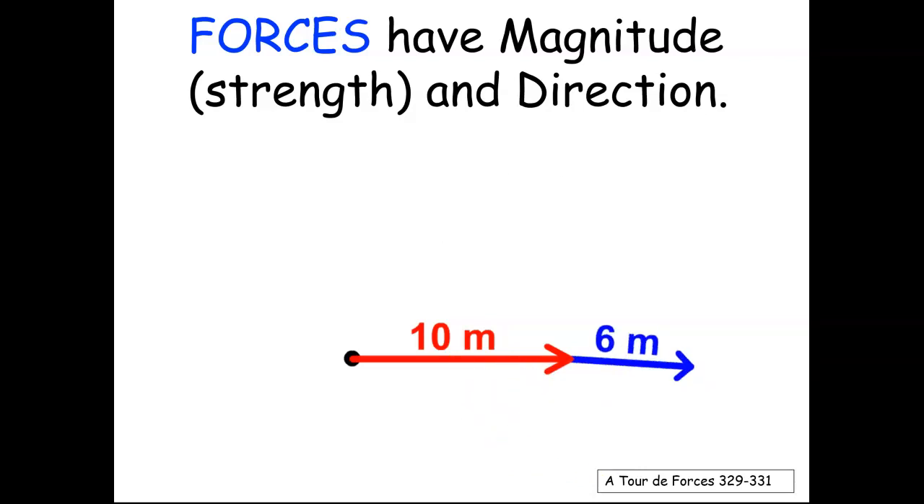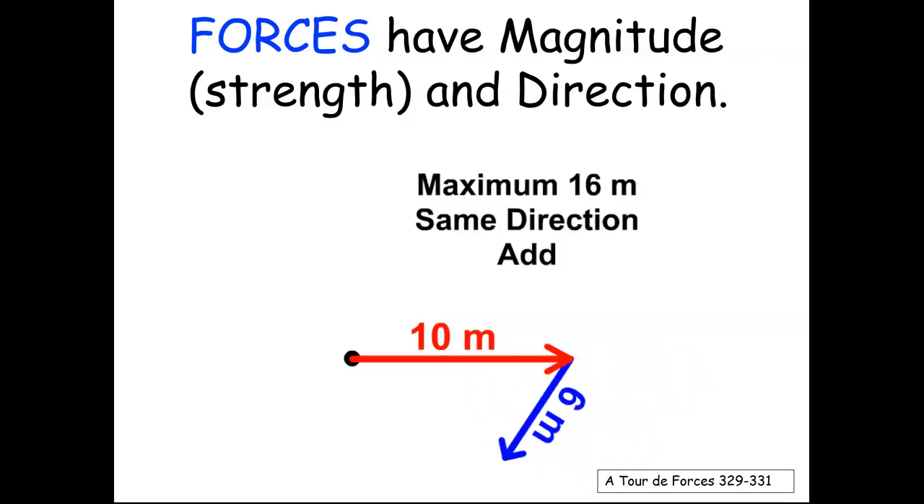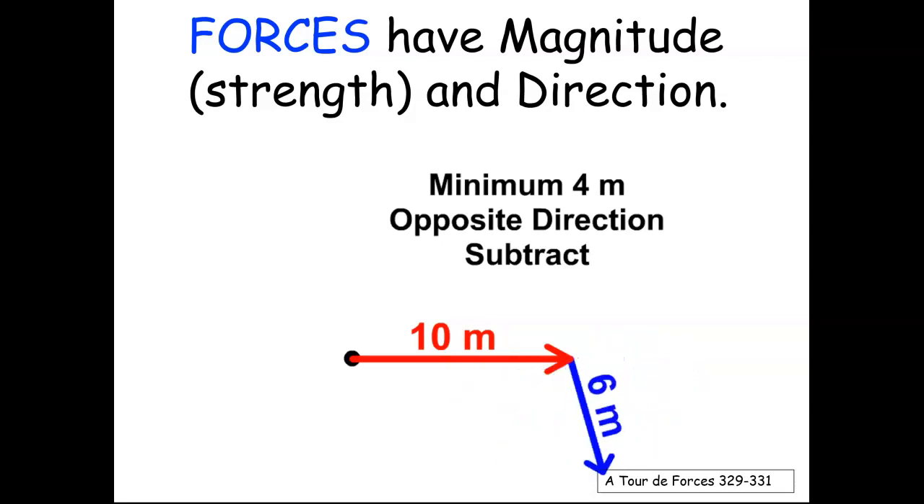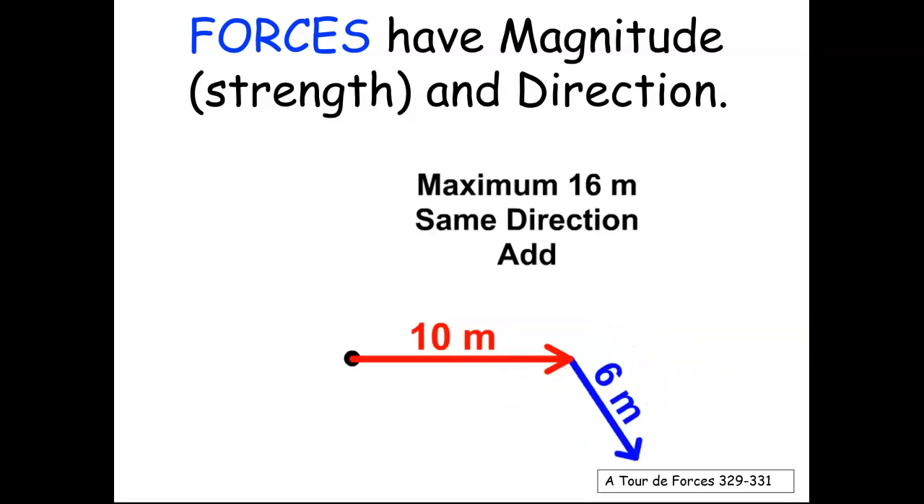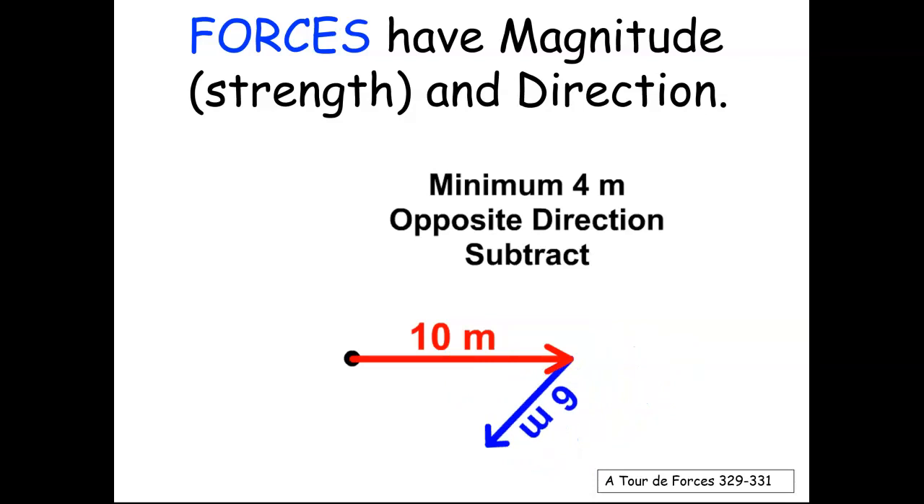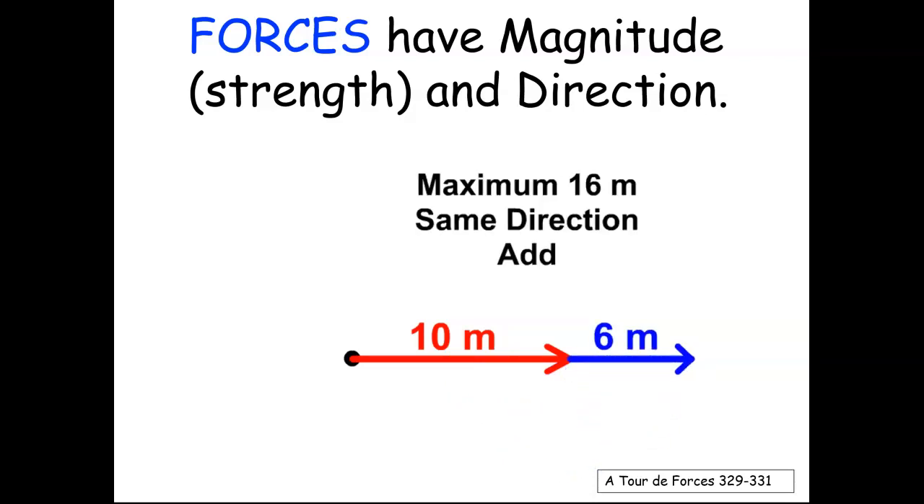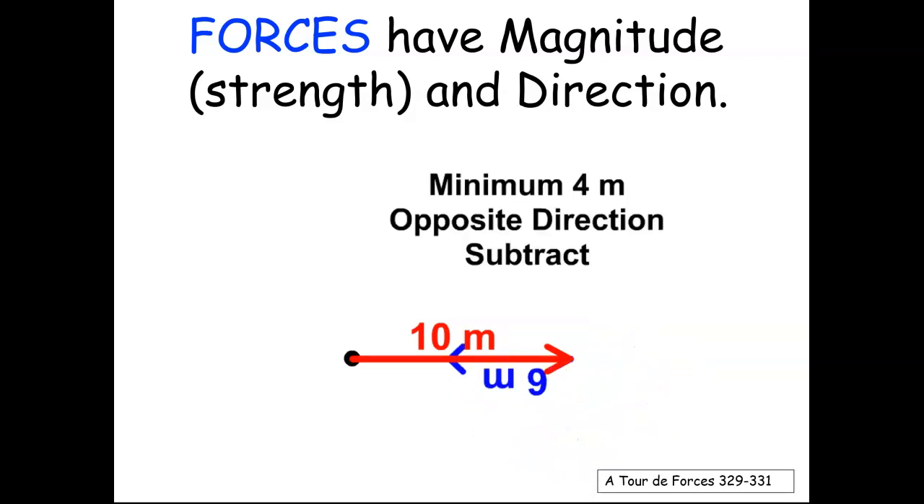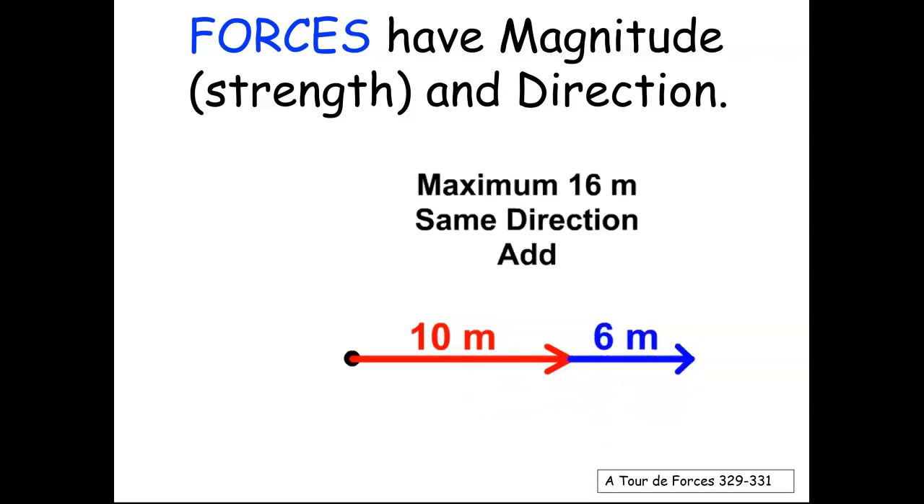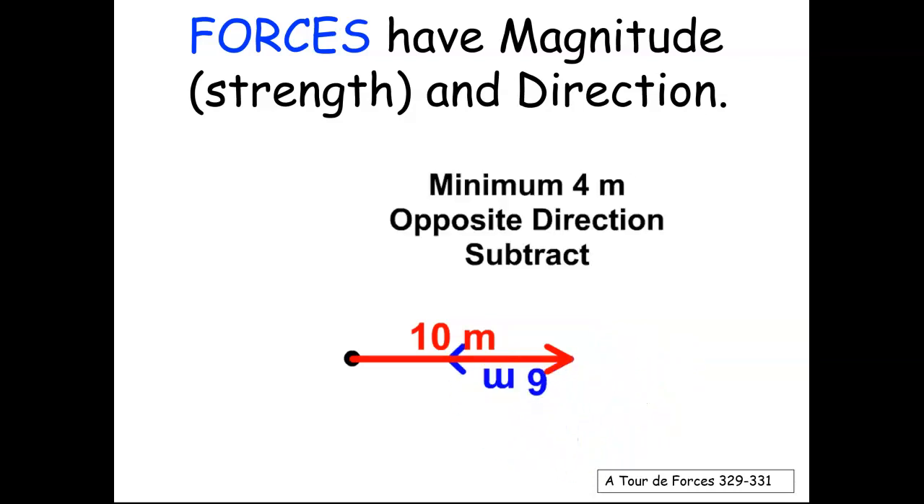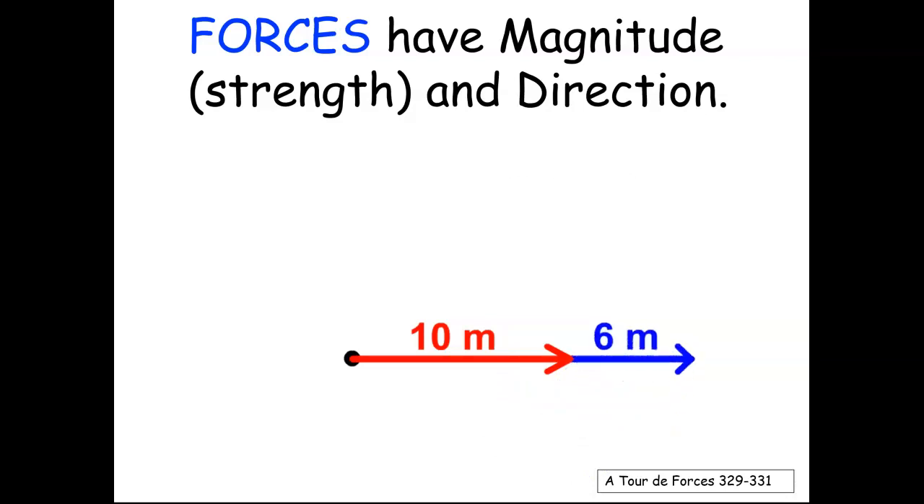So if vectors go in the same direction, they add together. And if they go in opposite directions, they subtract from each other. So in this example, the object traveled 10 meters away from the starting point and then changed directions and went 6 meters towards the starting point.